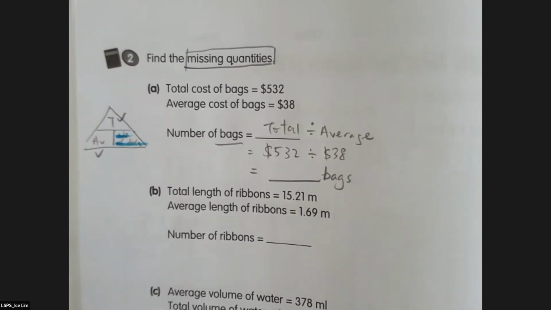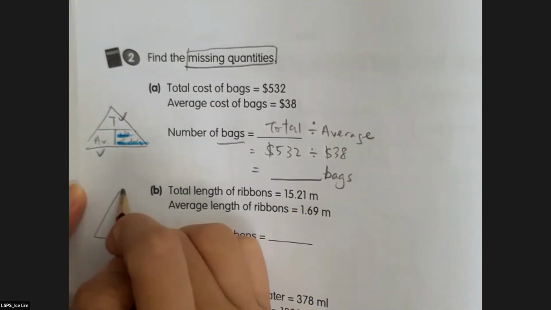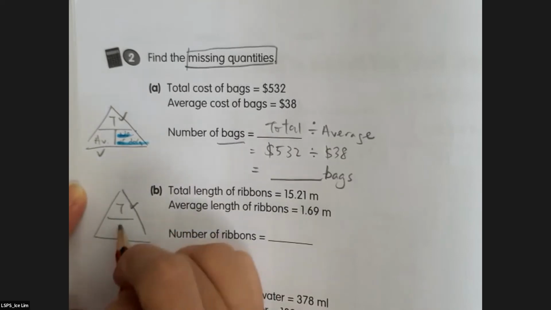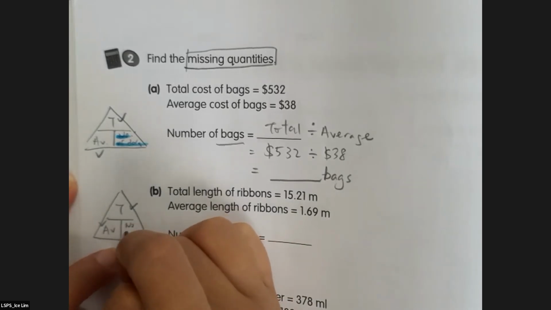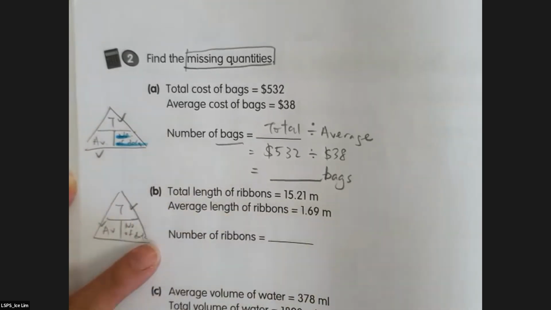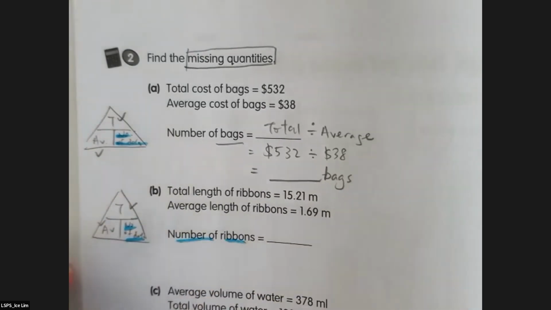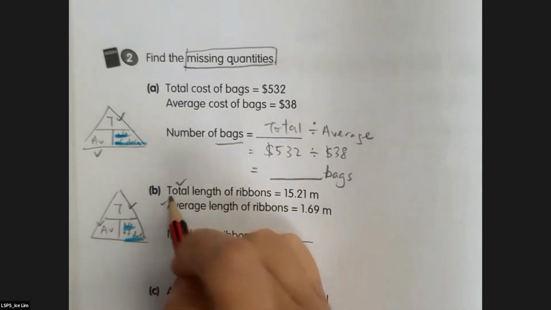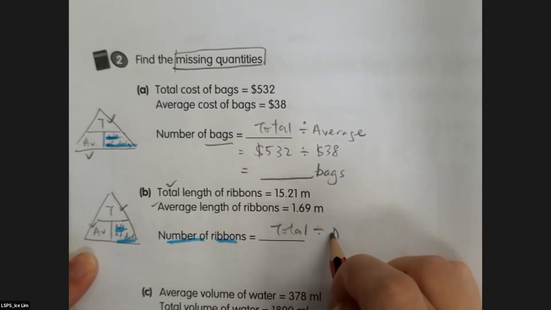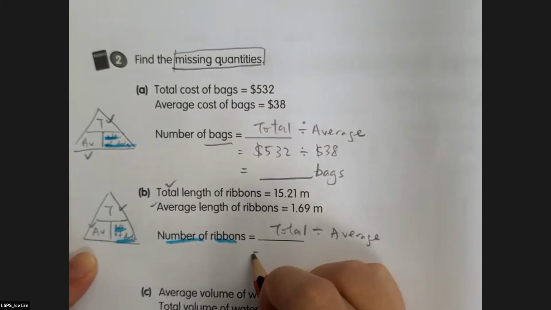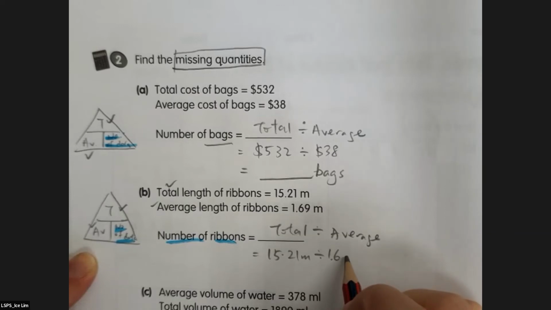Now, the next one over here. I have total, I have average, I don't have number of data. That's number of ribbons. So still looking for number of data. Total given, average given, don't know number of ribbons. So total divided by average. That's 15.21 meters divided by 1.69 meters.